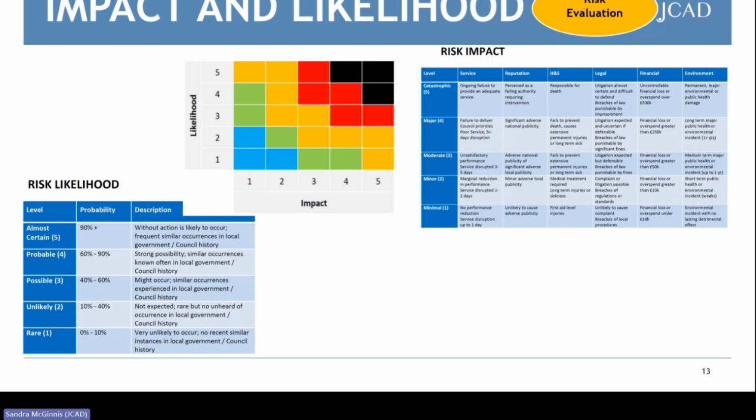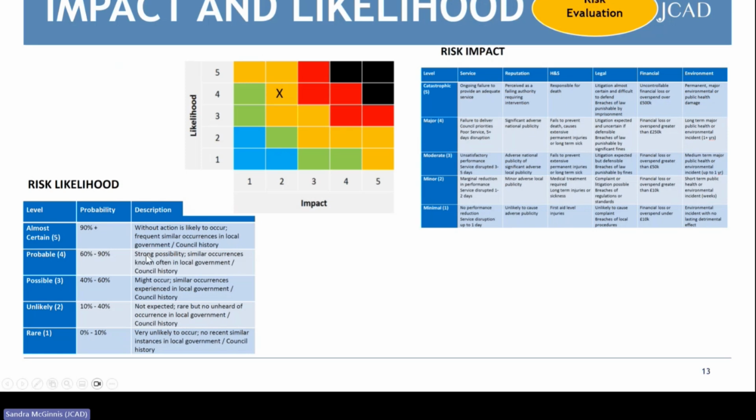So the risk score you now have is equal to the impact multiplied by the likelihood. This is an example of a score of 8, where the impact is scored as 2, in this case a minor in our example on the table, and a 4 for likelihood, which is probable. So a strong possibility that this risk could happen, given the experience of other local governments in this example.